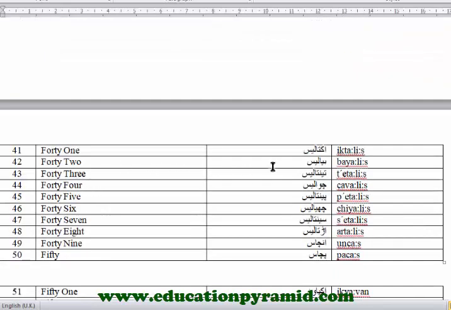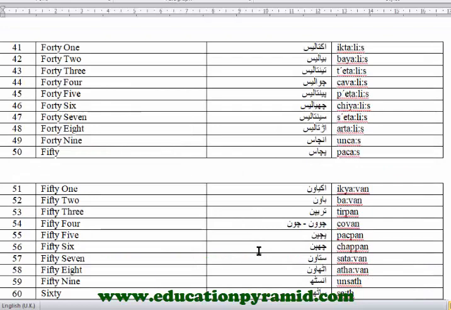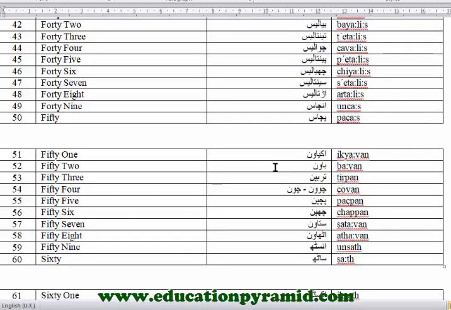Now for 41, 42, 43, 44, 45, 46, 47, 48, 49, 50, 51, 52, 53, 54. So both ways are correct when we are writing 54.